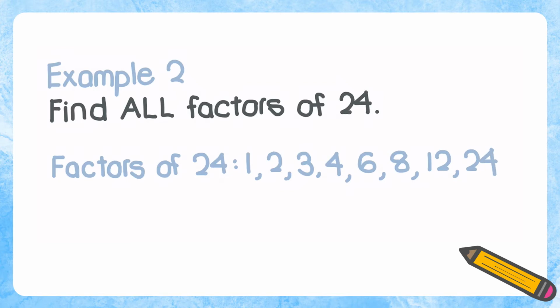Notice how when we list out all factors, we have some factor pairs. For example, 1 times 24 equals 24. 2 times 12 equals 24. 3 times 8 equals 24. And 4 times 6 equals 24.